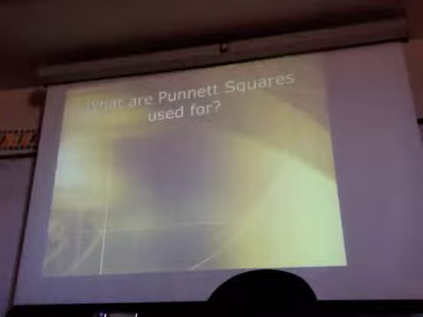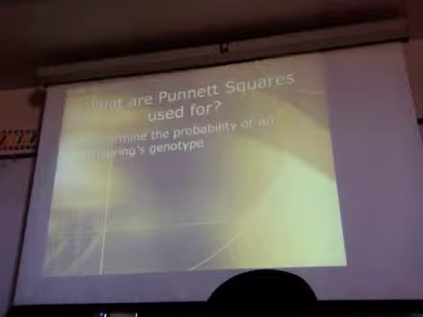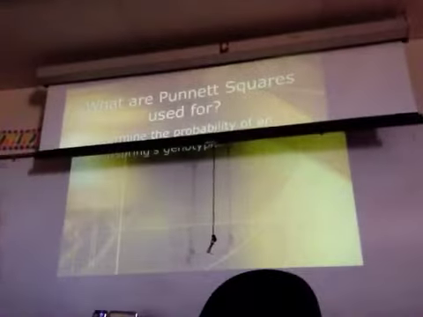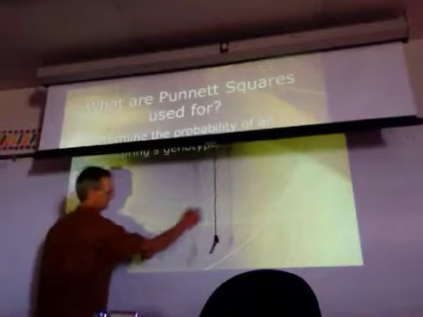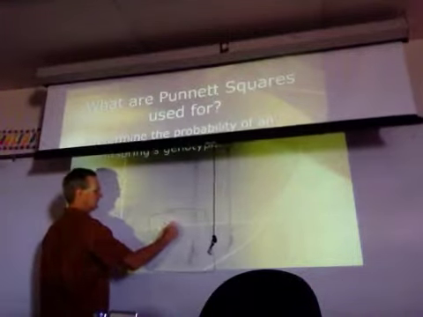Punnett square is what they use for. This is like a no-brainer. Okay, right? It's probability. So it's really to show you the possible offspring from a cross. In a Punnett square, these are the possible offspring in here.